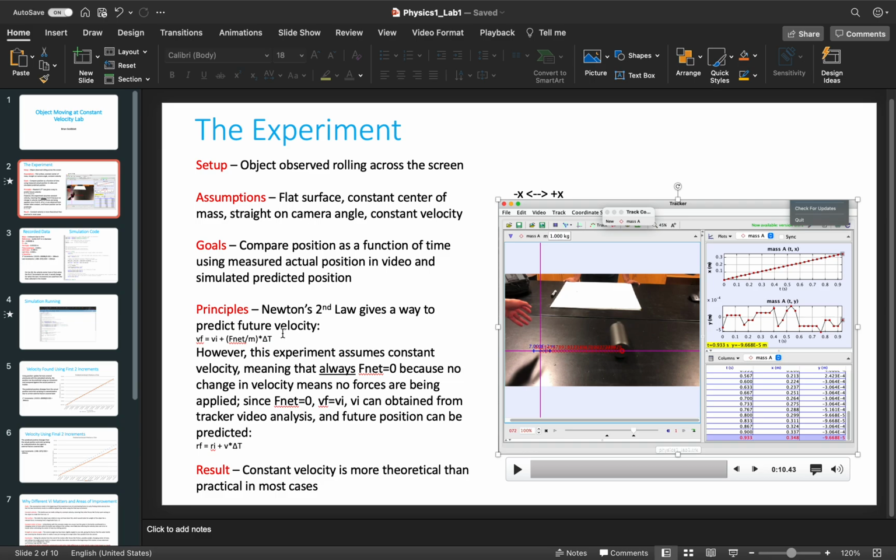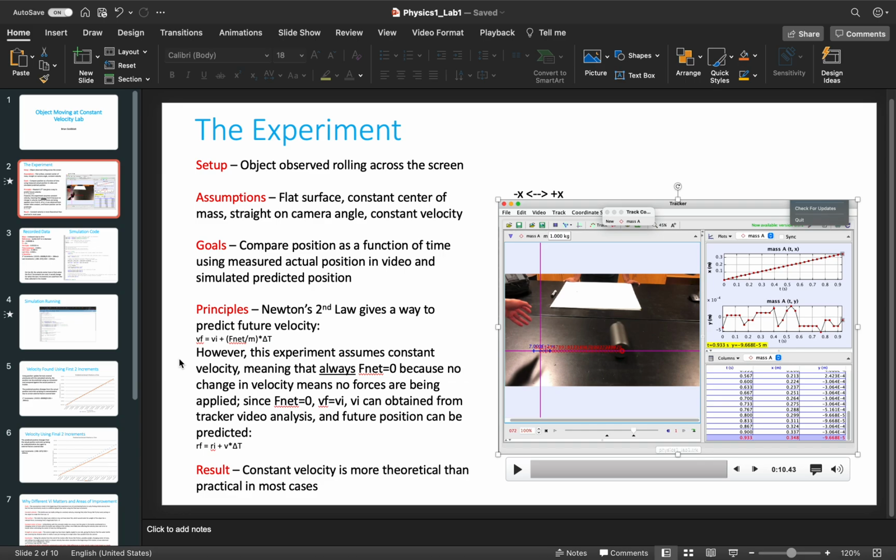The main idea used in this experiment is Newton's second law, which gives a way to predict future velocity using velocity final equals velocity initial plus F net over mass times delta t. However, this experiment assumes constant velocity, meaning that F net is always zero because there is no change in velocity, which means that no forces are being applied.